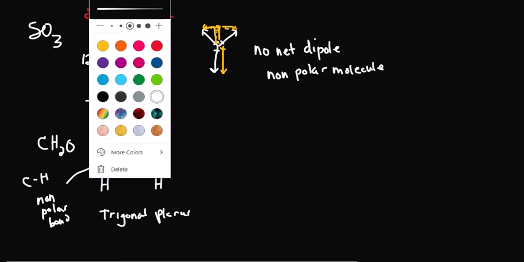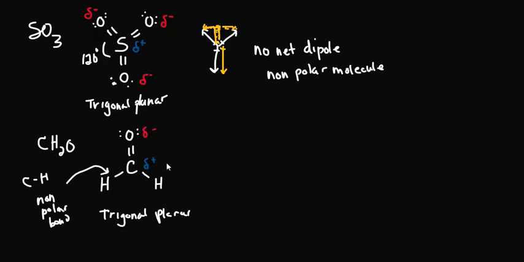So this molecule has a net dipole toward that oxygen. Nothing to cancel it out because I don't have polar bonds between carbon and hydrogen. And so this is a polar molecule. So not everything that's trigonal planar is nonpolar. So be careful. Just really think about, again, looking at these as those rope diagrams.